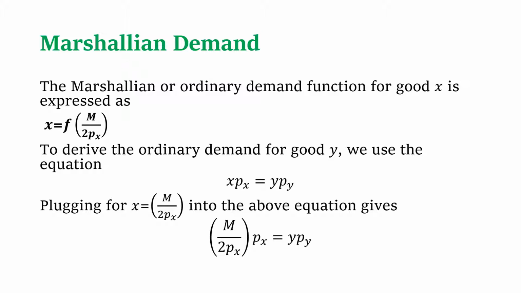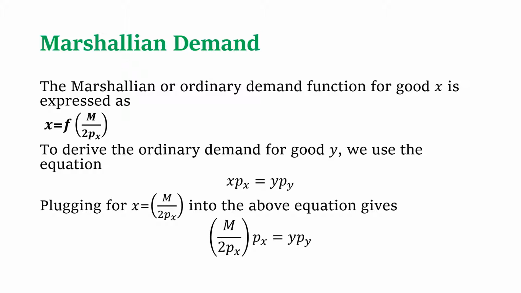Now, the Marshallian or ordinary demand function becomes x equals a function of m over 2px. So that is your Marshallian demand function, right? That's your Marshallian demand function.